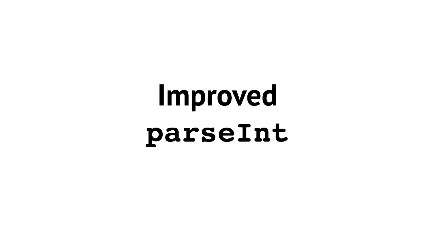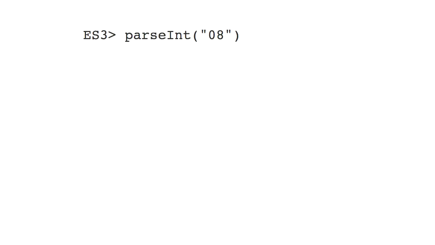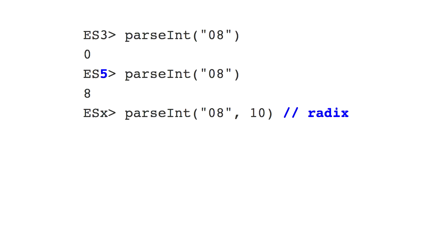We also have improvements in parseInt, because by default, we had an issue where it was assumed that something starting with a zero was octal. But now, this works, because the assumed default base radix is now base 10, because a lot of things are base 10.